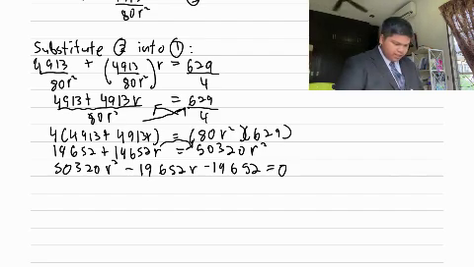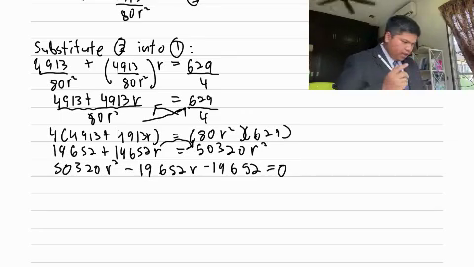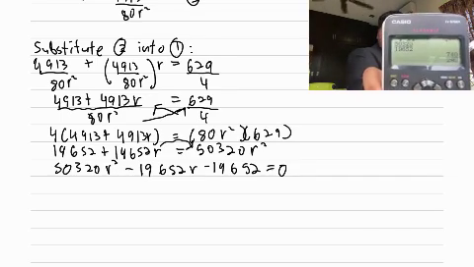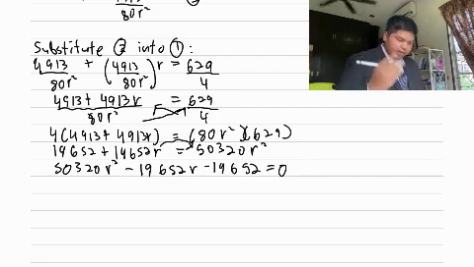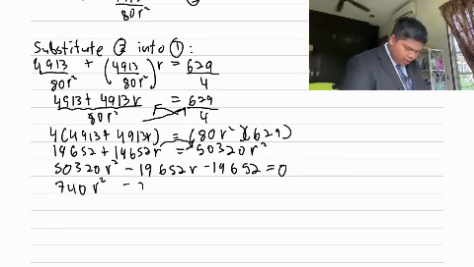it in the simplest terms. And the easiest way to do that I have found is take the first number, 50,320 over 19,652. So, once you press the equals button, you should get 740 over 289. So that is the simplest term of both numbers. So 740 r squared minus 289 r minus 289 equals 0.